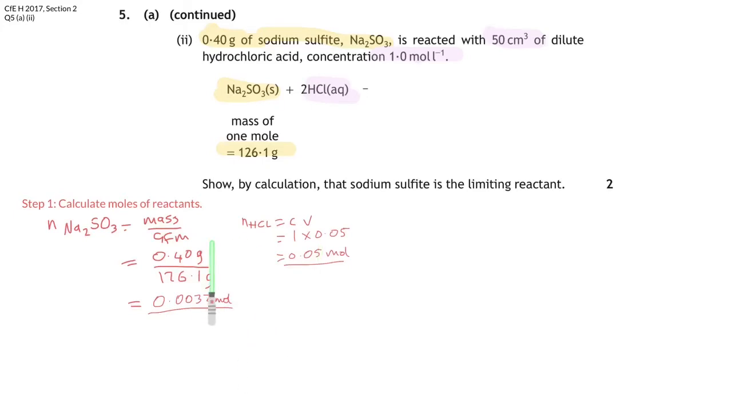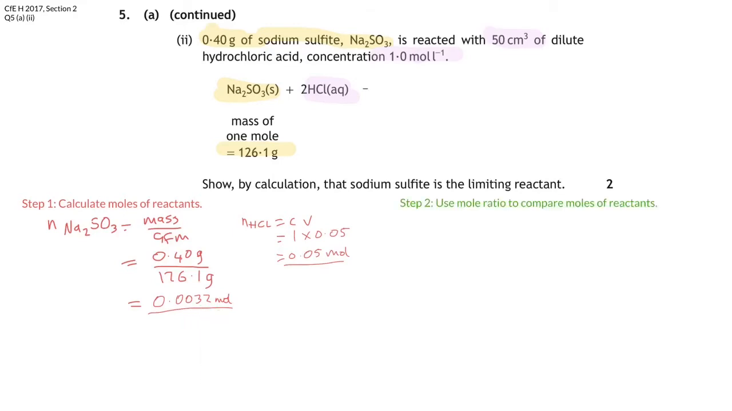So I've gone ahead and substituted the numbers into the equations, and I've got my moles calculated. I have converted the 50 centimetres cubed of hydrochloric acid into litres, 0.05 litres. I have 2 sig figs here, so even though I've got 4 sig figs here, my answer is limited to 2 sig figs. So I've just rounded my moles of sodium sulfite to 2 sig figs here.